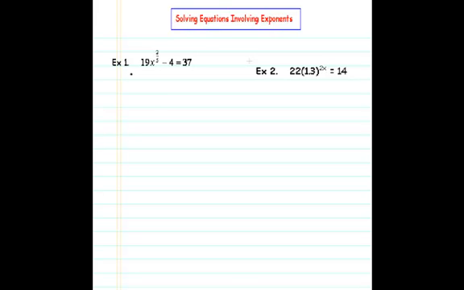the x. I want to get the x by itself as quickly as I can. I'll do that first of all by adding 4 to both sides. So on the left hand side I'll have 19 x to the 2/5, and adding 4 to both sides would give me a 41. And then I'm going to divide both sides by 19.